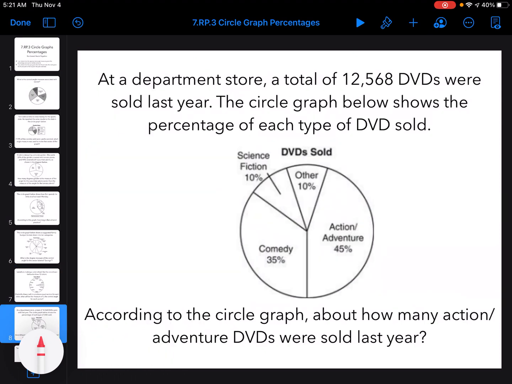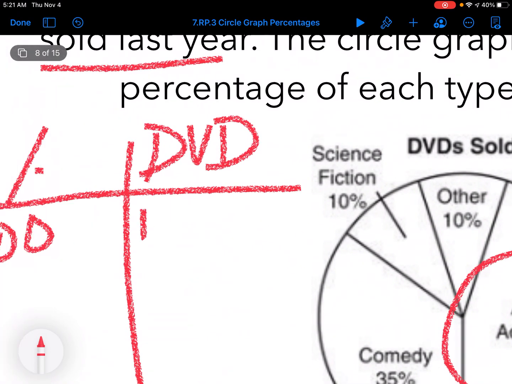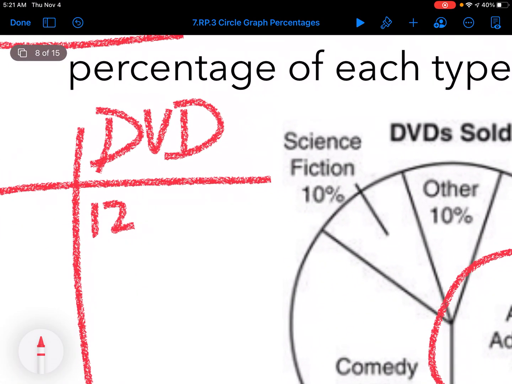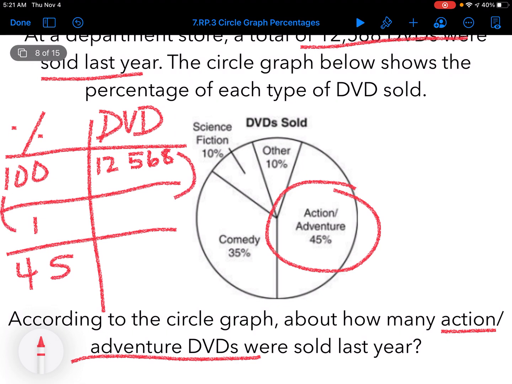At a department store, the store sold 12,568 DVDs. So that's how many were sold last year. That's the total. The circle graph below shows the percentage of each type of DVD. How many action and adventure DVDs were sold last year? So that's 45%. So I know 100% was 12,568. And I want to find 45% of that. So I'm going to divide by 100.